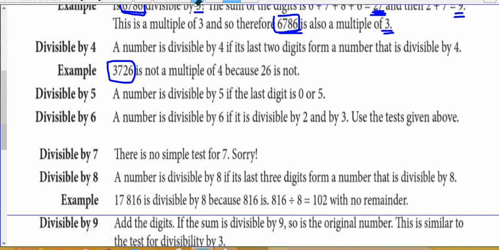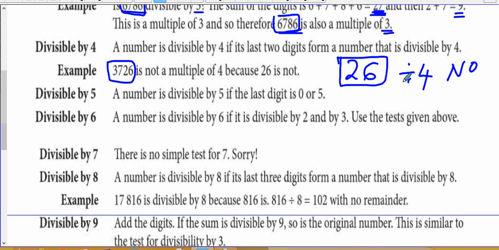The last two digits from this number are 2 and 6, which makes the number 26. Now, the question is, is 26 divisible by 4? No. This number is not divisible by 4 because it will leave a remainder. Now, since 26 is not divisible by 4, this number here, 3,726, is not a multiple of 4 because 26 is not divisible by 4.